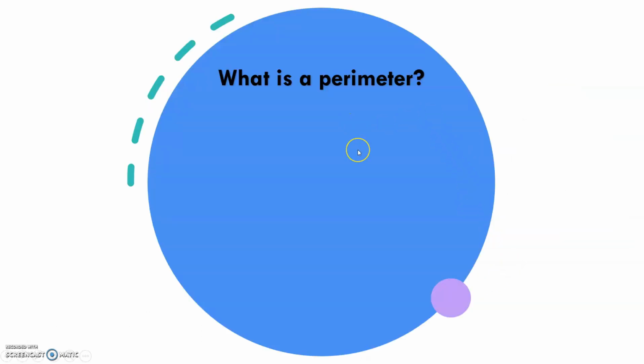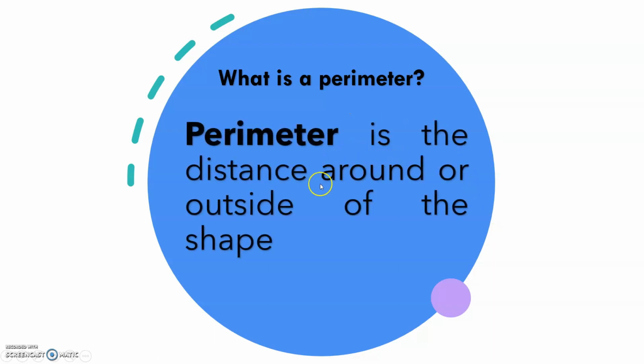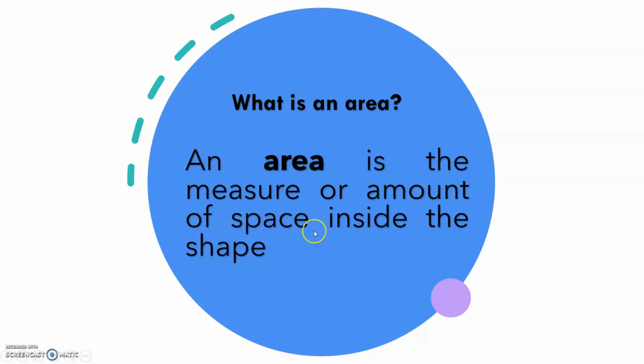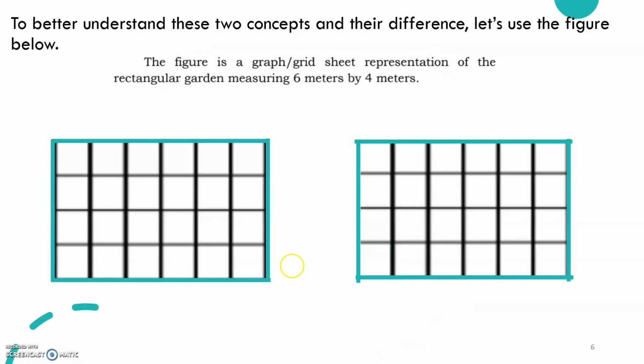So ano nga ba ang perimeter? A perimeter is the distance around or outside of the shape, while an area is the measure or amount of space inside the shape. So, papakita ko sa inyo kung ano yung ibig sabihin ng description ng area and perimeter. Okay, so to better understand these two concepts and their difference, let's use the figure below.